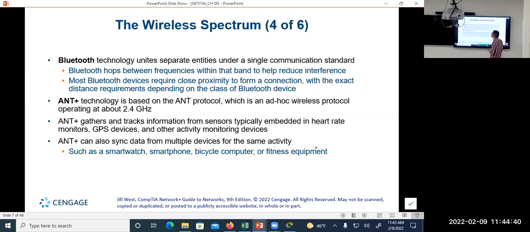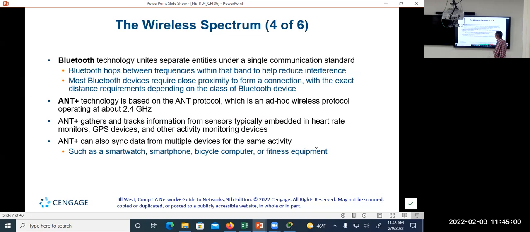And Bluetooth is a technology that unites a separate entity and a single communication standard. Bluetooth hops between frequencies within the band to reduce interference, and most Bluetooth devices require close proximity. You will have to be a close distance away, right?